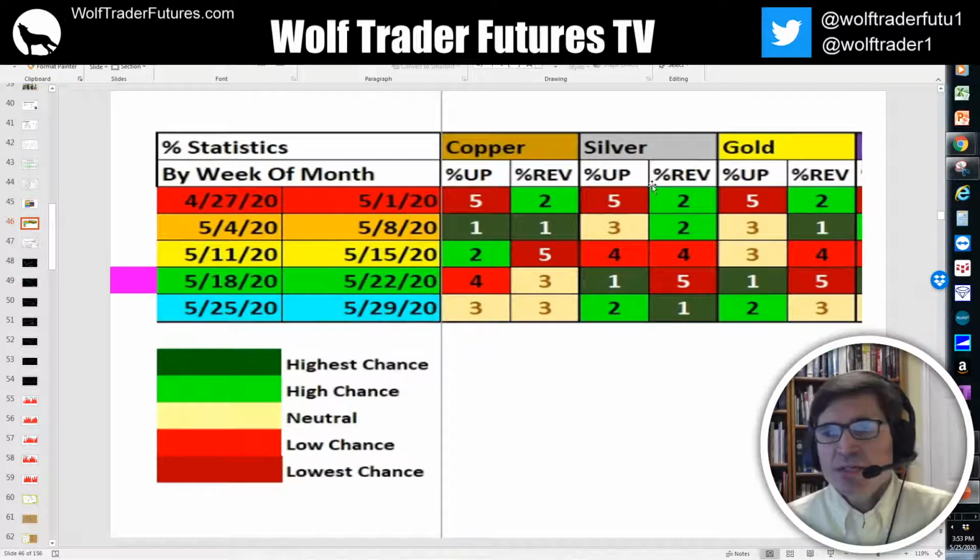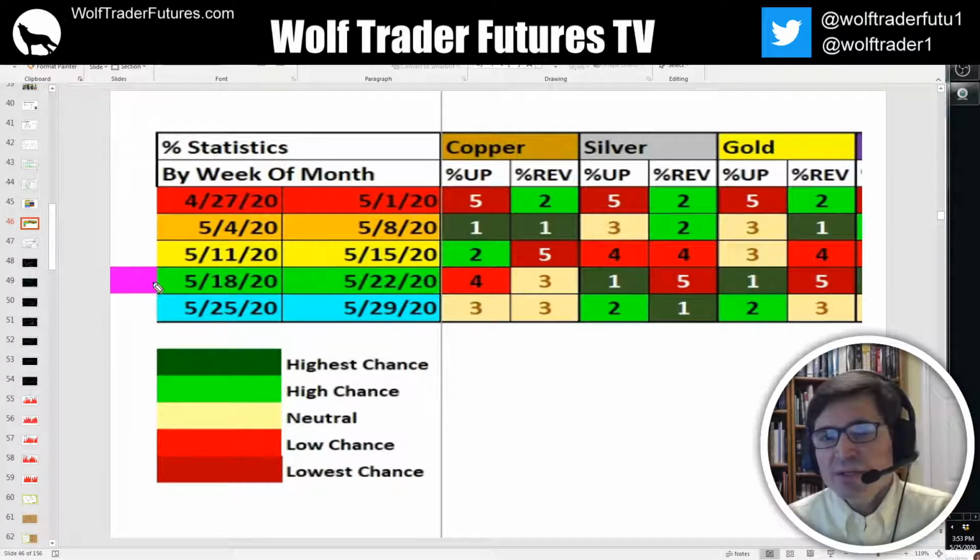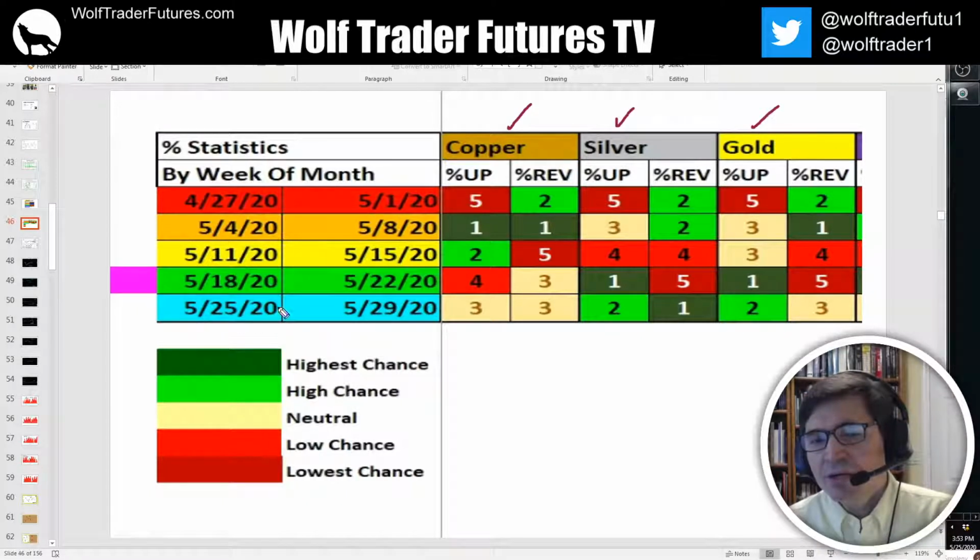One of the new things we're doing here is identifying statistical advantages based on the week and also the day of the week. What you see here is for copper, silver, and gold, and this is by the week of the month. I color code these also, kind of like the colors of the rainbow as you go down: red, orange, yellow, green, blue. The idea is that it ranks them from 1 to 5 based on the highest probability.